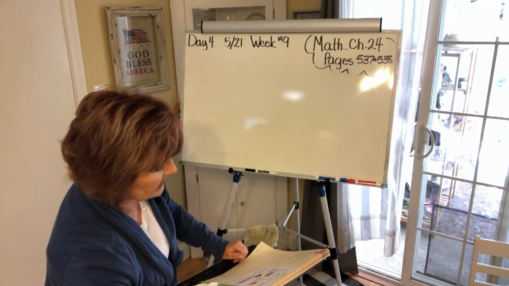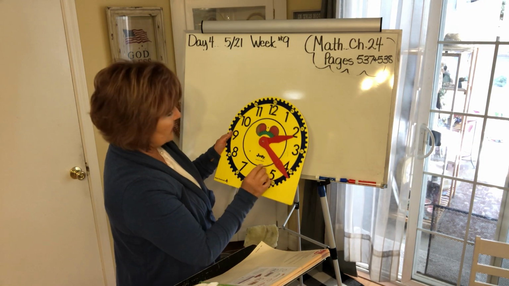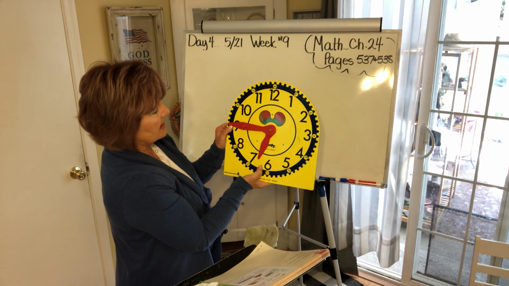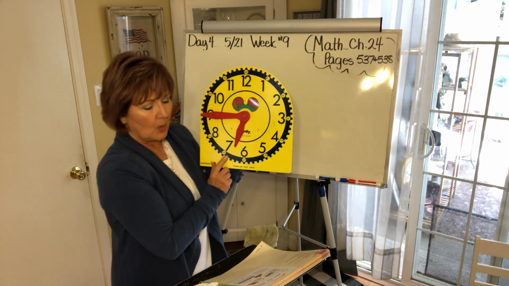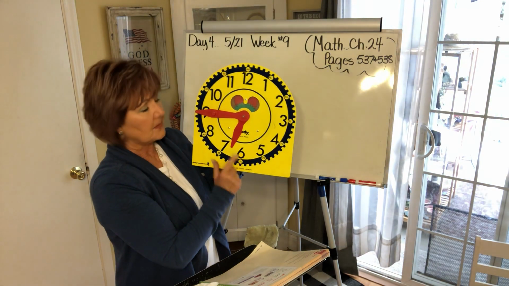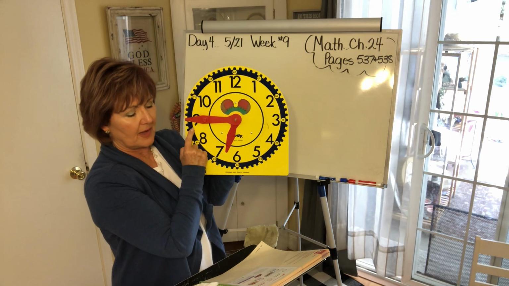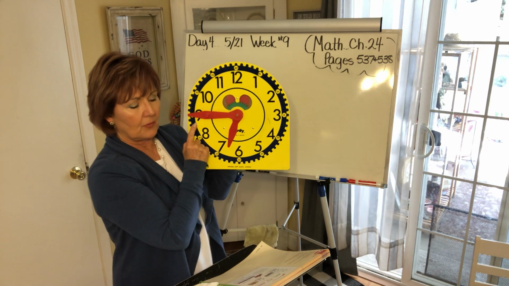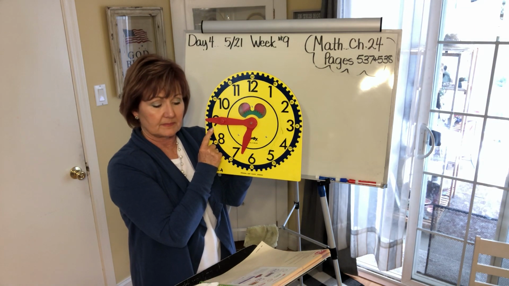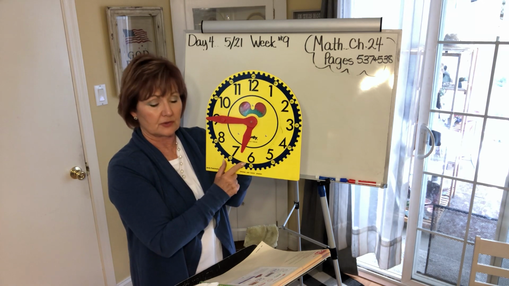So take a look at number 1 for practice. If the hour hand is between the 6 and the 7, it's not to the 7 yet, what are you going to write in that box? You're going to write 6 is the hour. How many minutes? 45. The answer is 6:45. And then you write 45 minutes after 6 o'clock. So it's 6:45, 45 minutes after 6 o'clock.